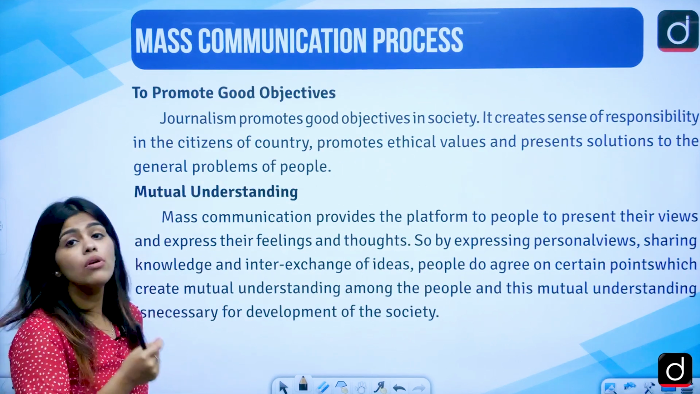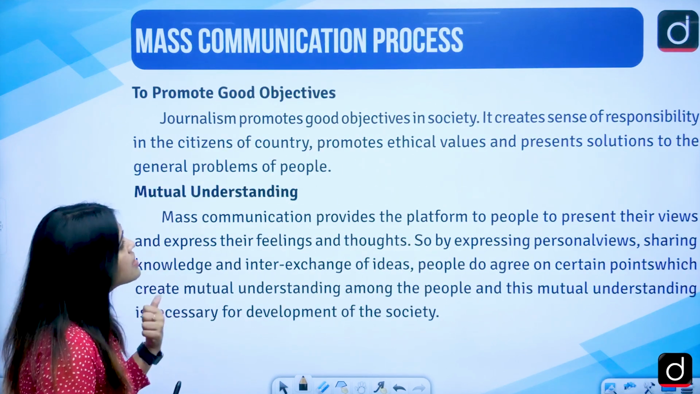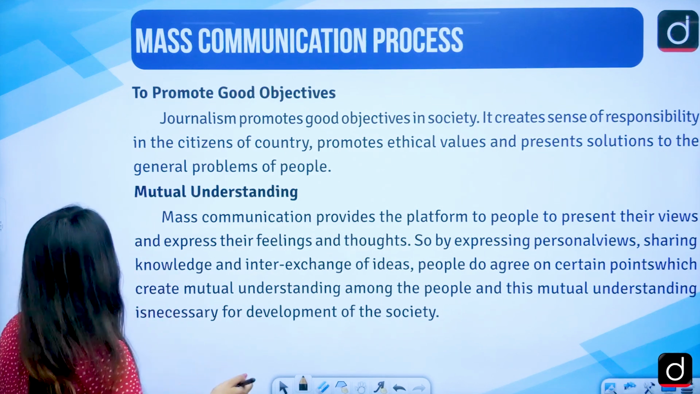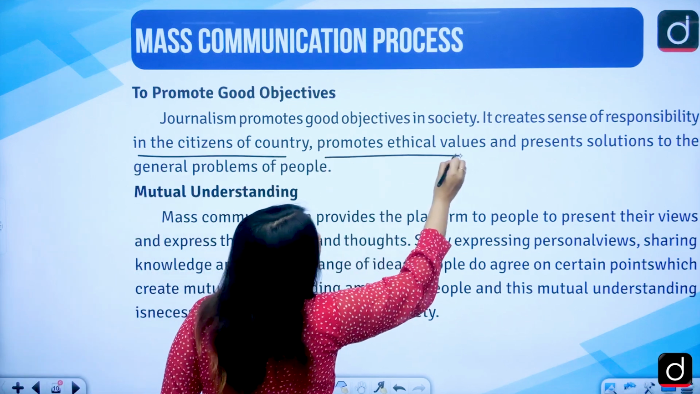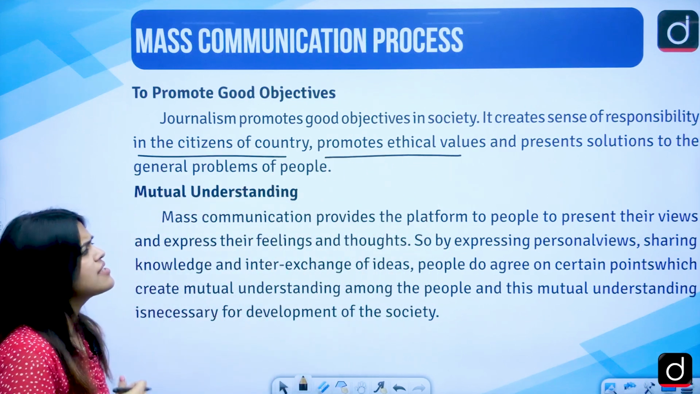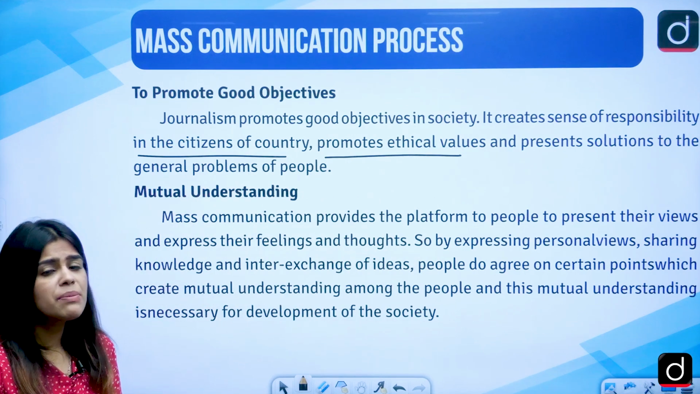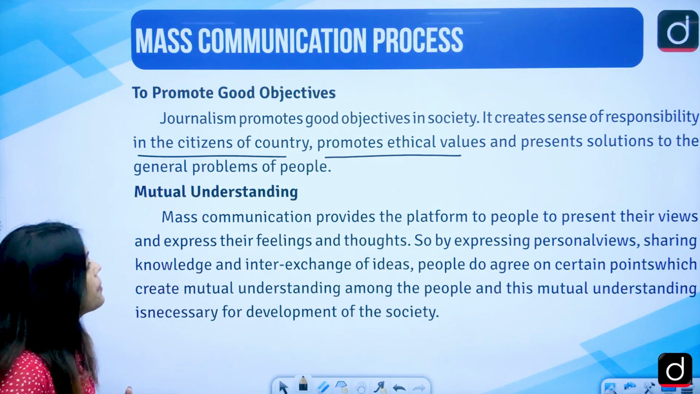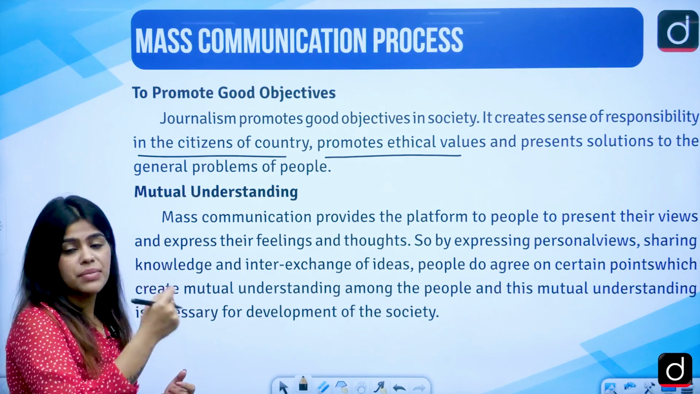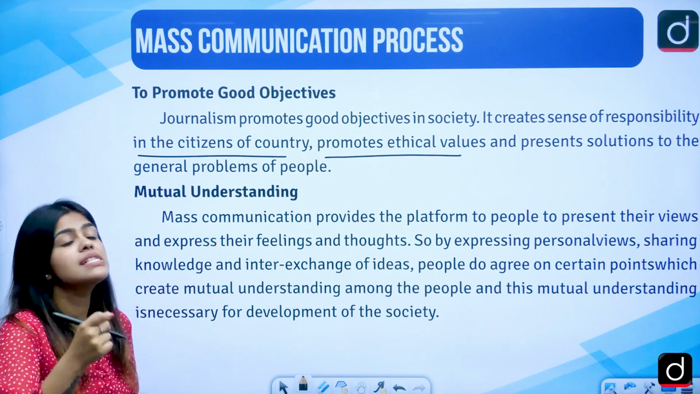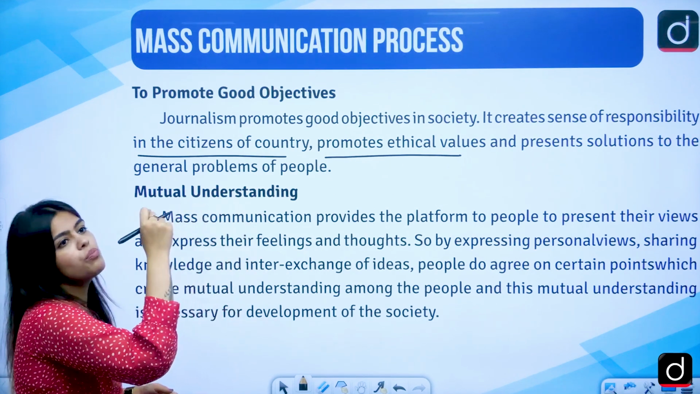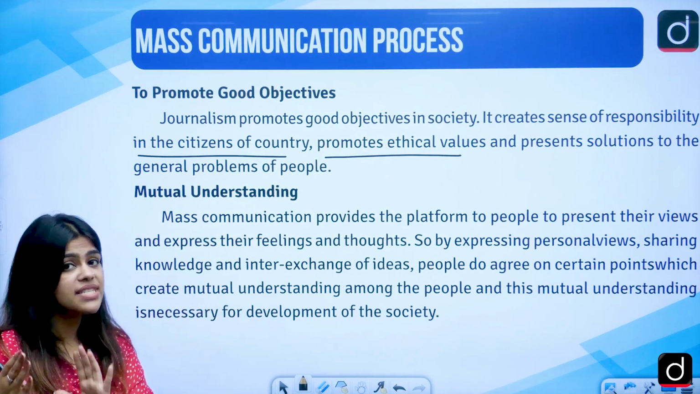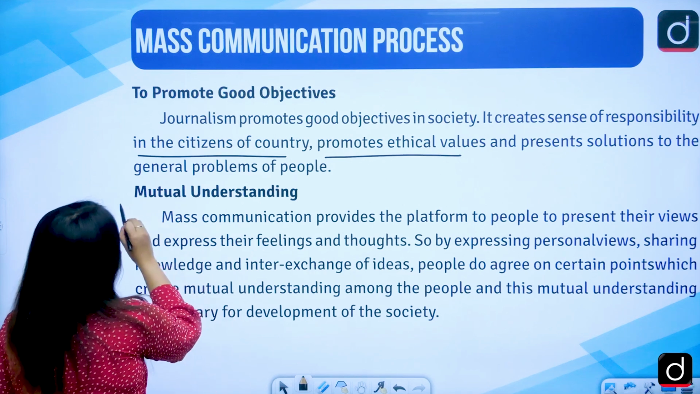Then, to promote good objectives. So journalism promotes good objectives in society. It creates a sense of responsibility in the citizens of the country. It promotes ethical values. It presents solutions to the general problems of the people, etc. So we all know that a good impact is seen when you are updated. This media is creating responsible citizens, and they are also promoting ethical values and presenting solutions.